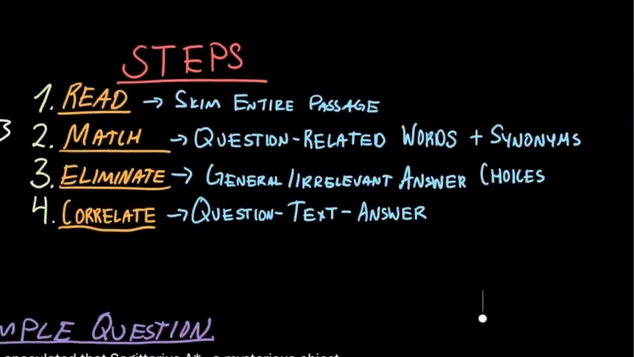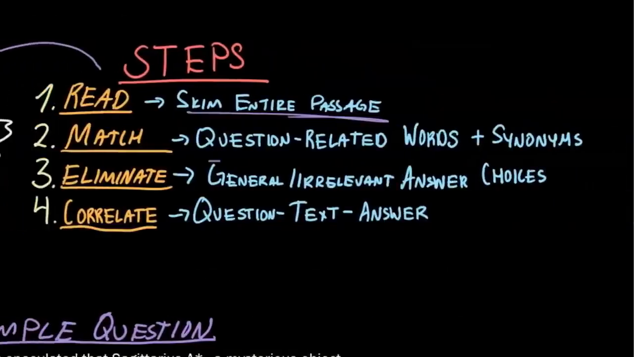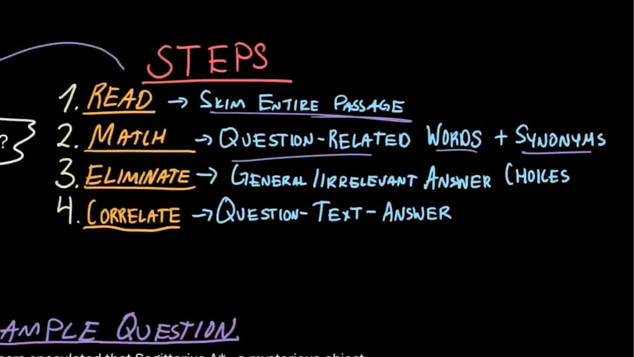Let's take a look at some steps on how we can solve these types of problems. First thing we want to do is skim the whole passage, especially the portions that may relate to the detail. Then we're going to match some question-related words and synonyms. So the question is going to have this detail, this characteristic, right? What are some synonyms of this characteristic that might pop up in the text? And then you want to match those, okay? The next thing you want to do is eliminate something that's general, because we're looking for a detail here. We're not looking for a central or main idea. We're looking for information on a specific part of the text. So you're going to eliminate those kinds of answer choices, and anything that's irrelevant. Then you're going to correlate the question to the text to the answer.